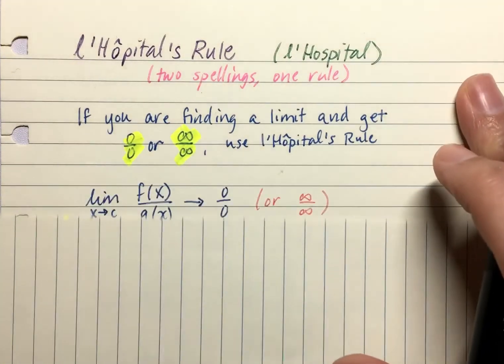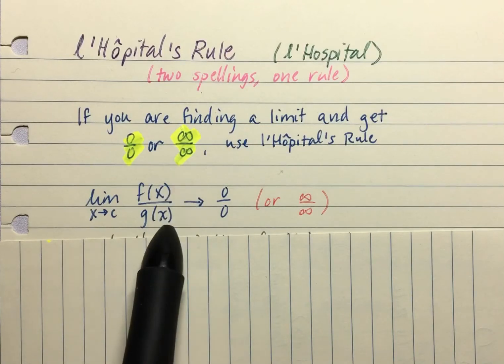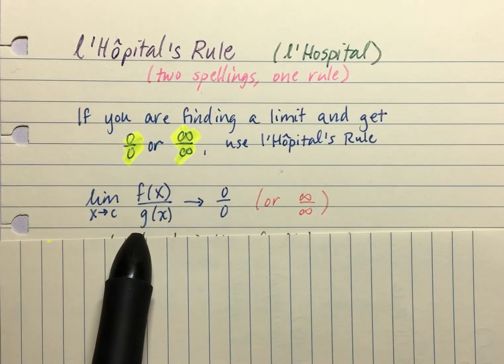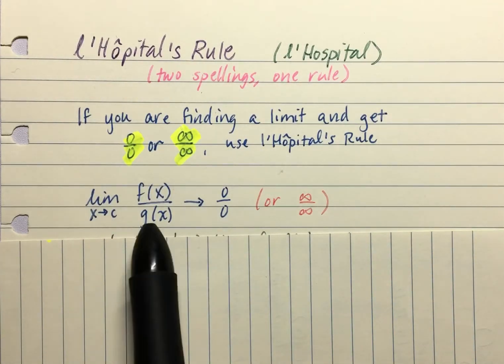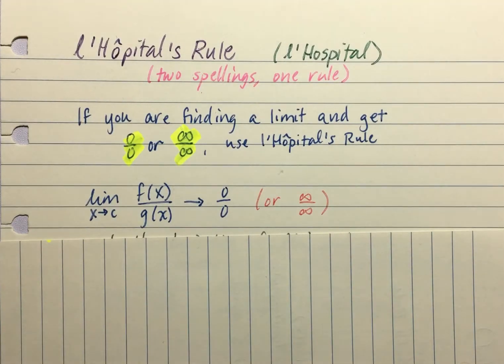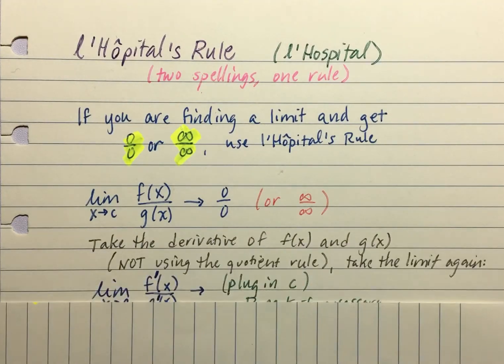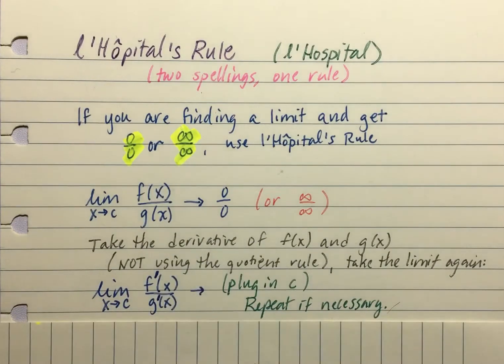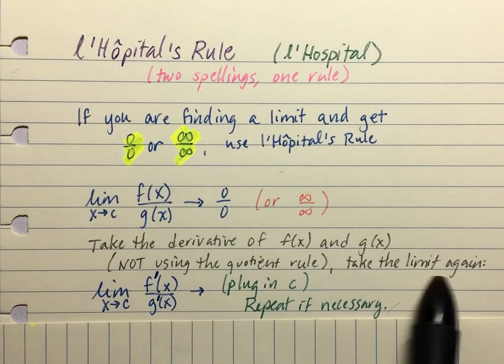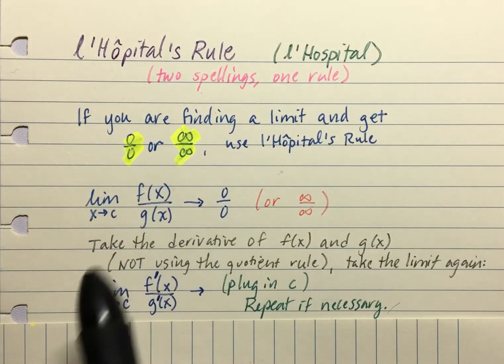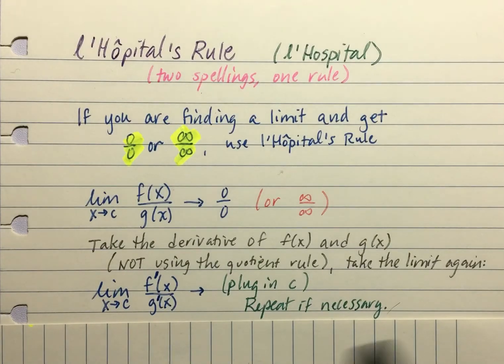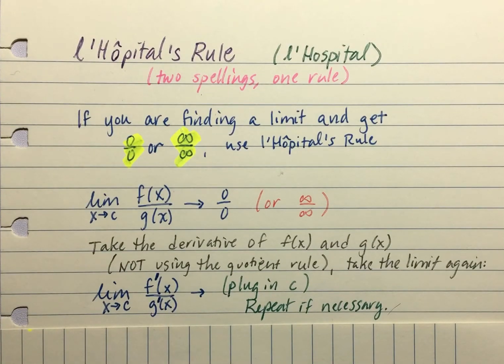I know that still doesn't tell you what this is all about, so here's how it works. You have some function over another function, because it has to be a fraction to give you 0 over 0 or infinity over infinity. If you plug in your c value and find you have 0 over 0 or infinity over infinity, you take the derivative of f of x and g of x, not using the quotient rule. Just take the derivative of the top and the derivative of the bottom. Then you take the limit again, plugging in that c value. It's possible you could get another 0 over 0 or infinity over infinity, and you would just repeat if needed. It's kind of like the shampoo bottles that say lather, rinse, repeat. Sometimes taking limits is like that.